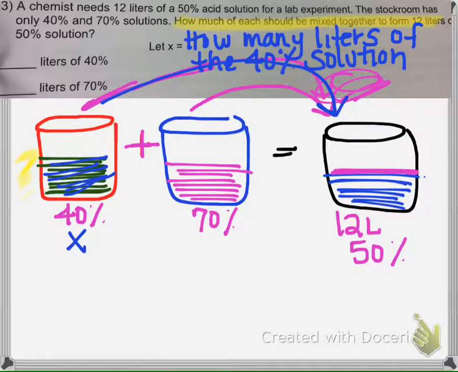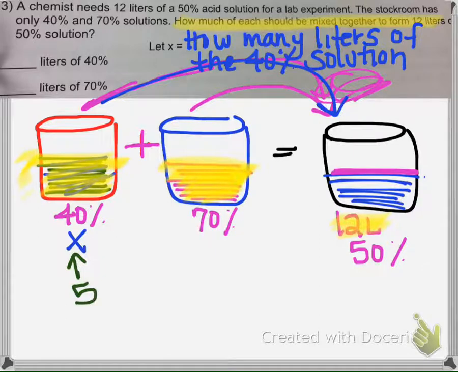However, together it says that this one is going to have 12 liters. So however much I pour in of this one and however much I pour into this, together it has to make 12. So therefore I know if this is x, let's say this was 5, then this one would have to have the rest of it. So if we take away how much we pour here from 12, that would leave us with how much of the 70% solution.